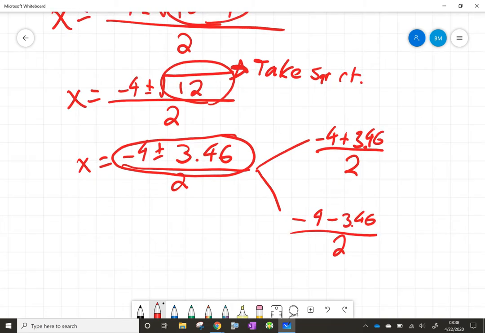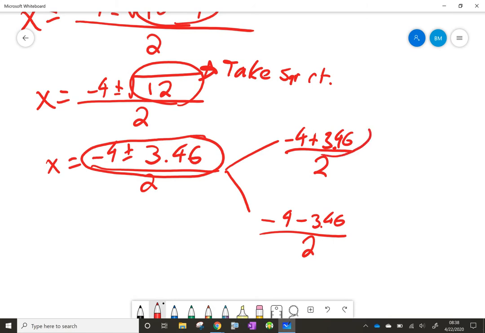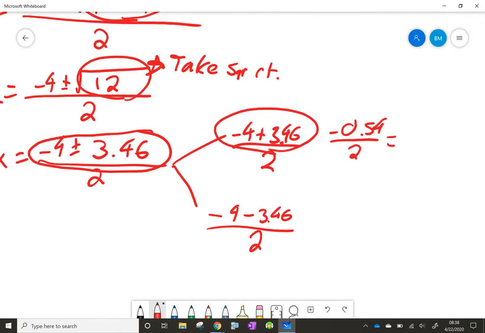So again, we just take our calculator and we'll work it out. So let's subtract this first. So -4 plus 3.46 would be -0.54 divided by 2. And if I go ahead and just divide by 2 there, I get -0.27. So that's one answer.